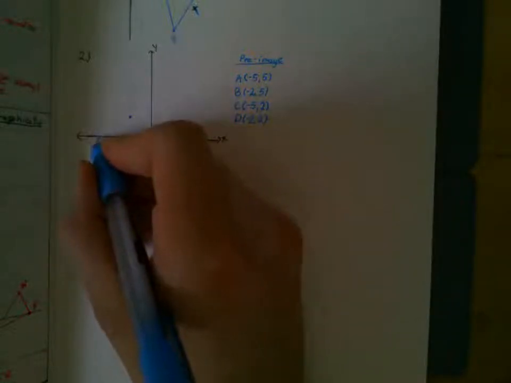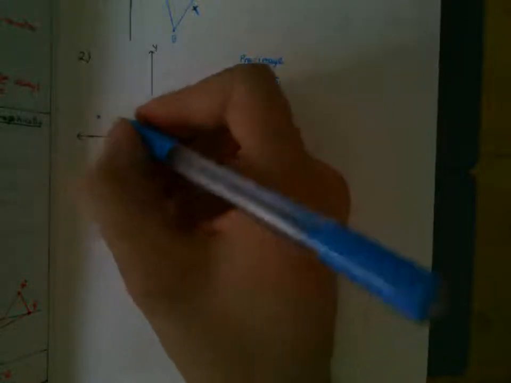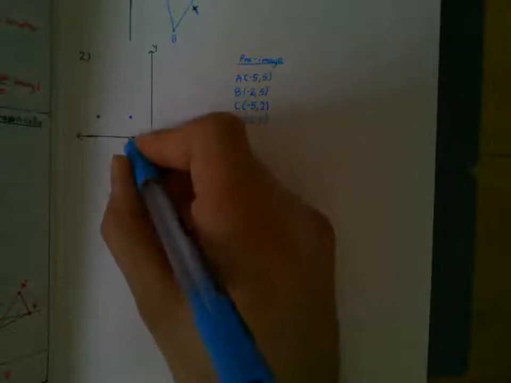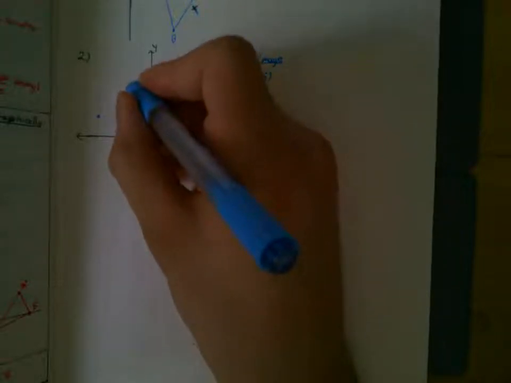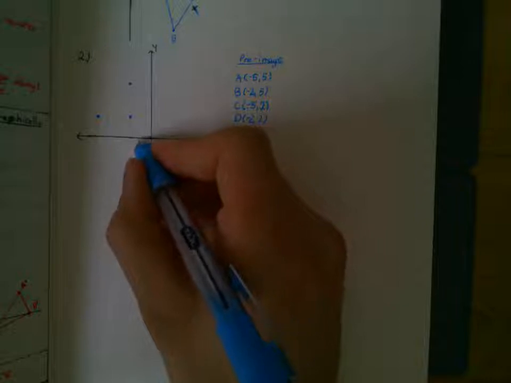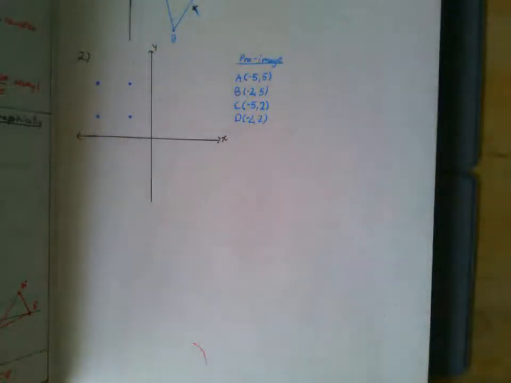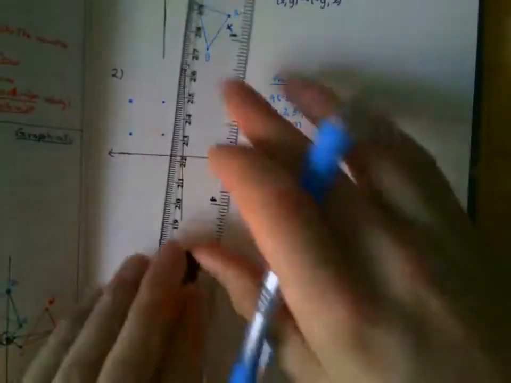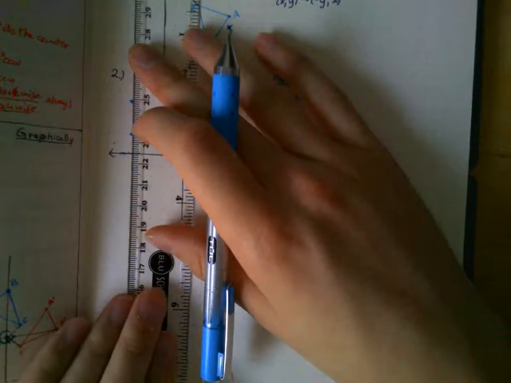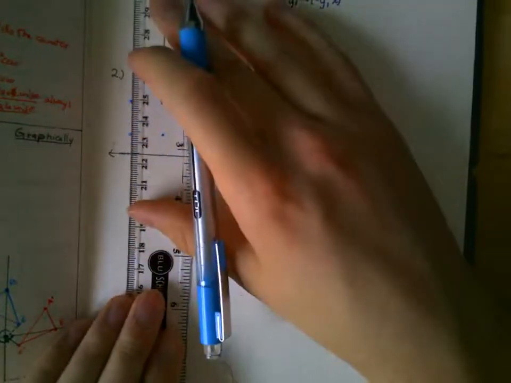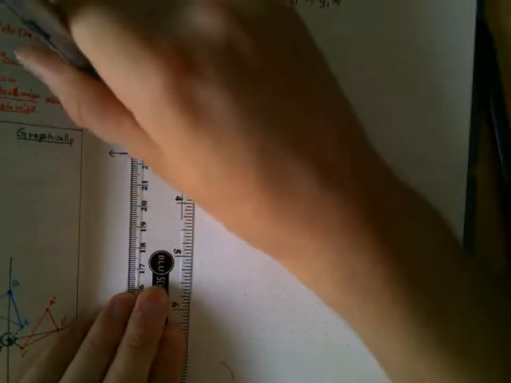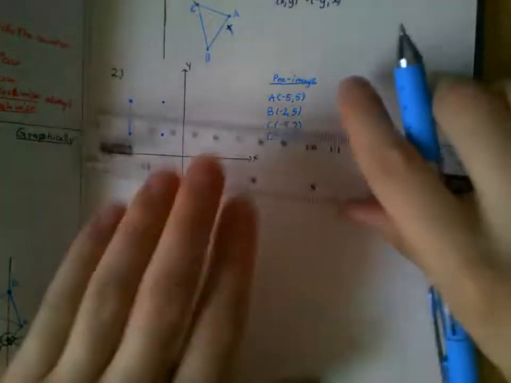1, 2, 3, 4, 5, 1, 2. There we go. So we got ourselves a square. Woohoo! Yay, quadrilaterals. Okay. We connect all these dots together.